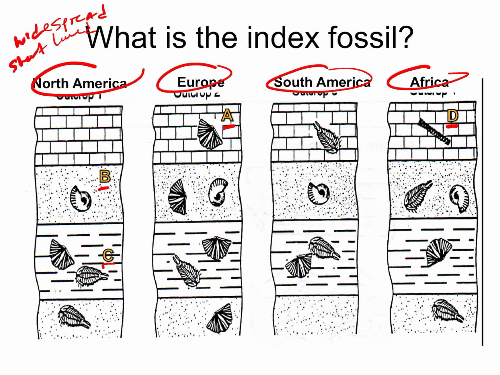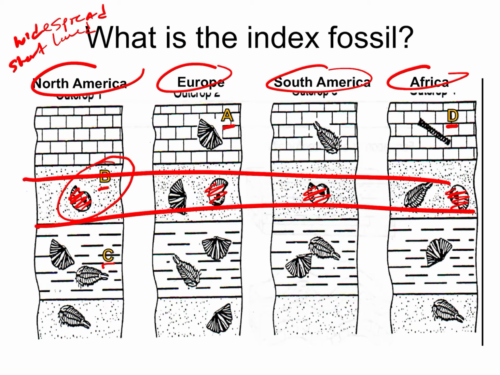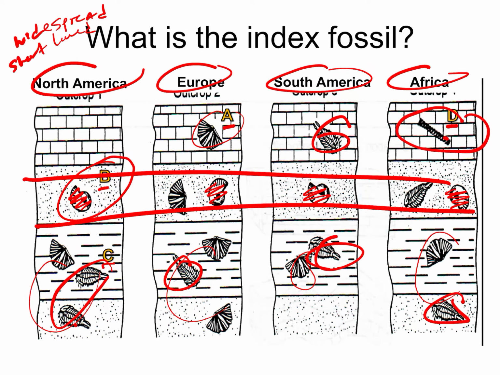And if you looked very carefully, you should have chosen B. Because B is in here, here, here, and here. It's on all 4, and it only existed for a short amount of time. Look at A. A is all over the place, right? Look at C. C is the trilobites, all over the place, right? It existed for a long time. And D is not good because it only was in Africa. Okay, so B should be your answer.